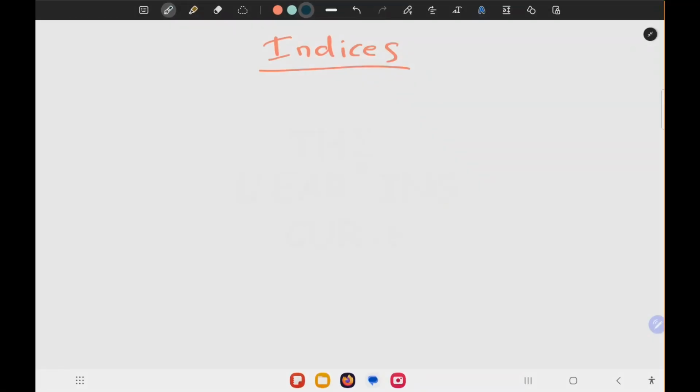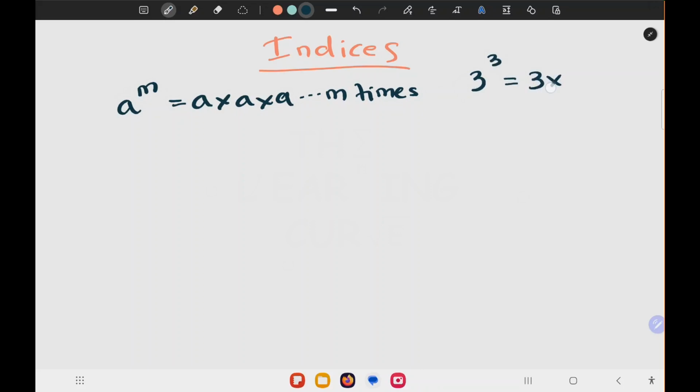It's very easy to understand the laws of indices if you understand one thing, and that is, if we write a to the power m, it means it's a multiplied by a multiplied by a, m times. So if it is 3 to the power 3, it means it is 3 times 3 times 3, which is 27.